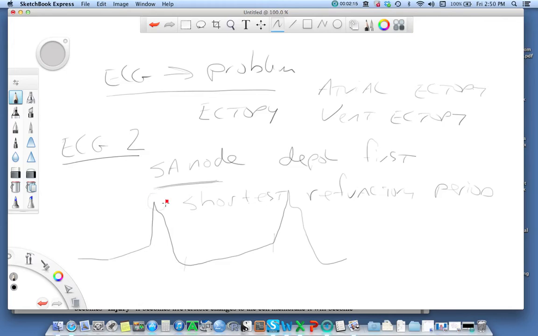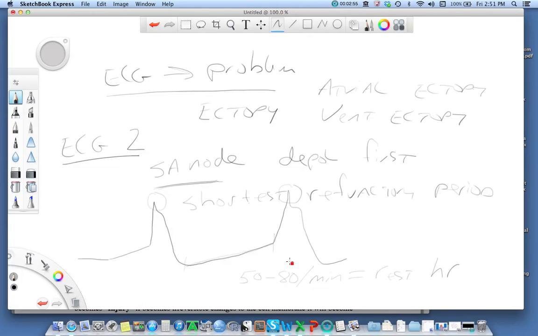You would get depolarization of the SA node in resting conditions anywhere between 50 to maybe 80 times per minute. This equals your resting heart rate. So your resting heart rate basically reflects the depolarization pattern of the SA node. This slope influences the time it takes for the SA node to depolarize again.